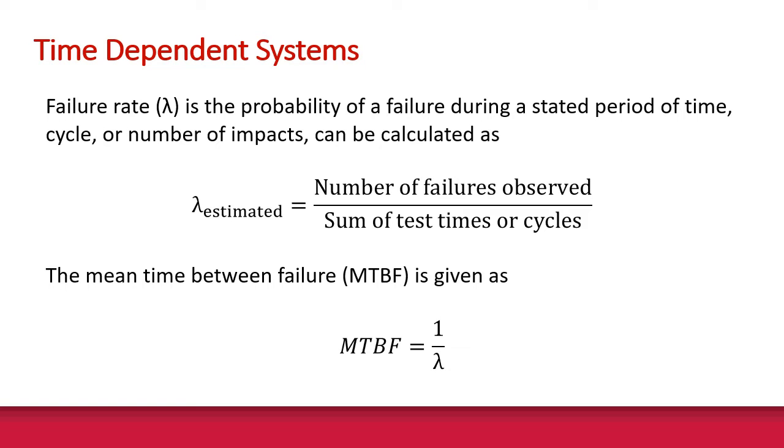If we have a time-dependent system, we can define what's known as the failure rate, and it's given by the Greek symbol lambda. It's the probability of a failure during a stated period of time, cycle, or number of impacts. This can be calculated as follows: the number of failures observed divided by the sum of the test times or cycles. The inverse of the failure rate is what's known as the mean time between failure. It's simply the reciprocal of the failure rate.